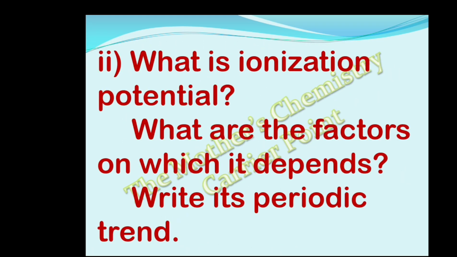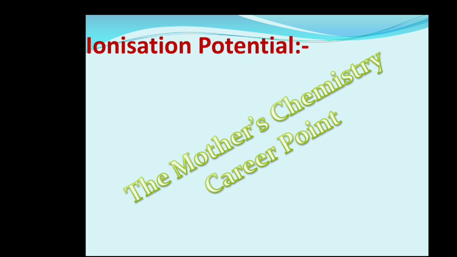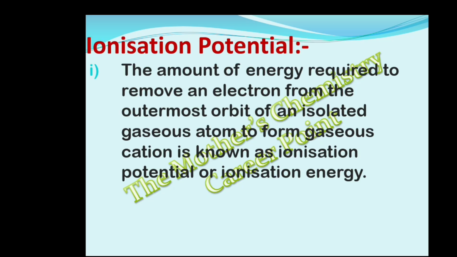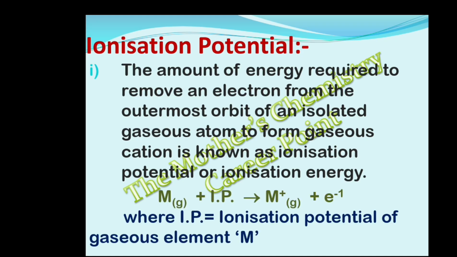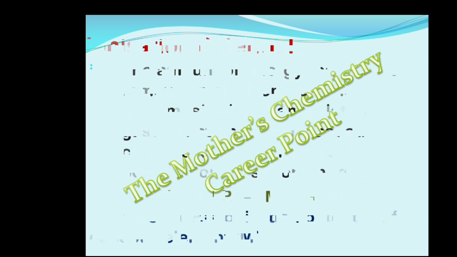What is ionization potential? What are the factors on which it depends? What do you mean by ionization potential? The amount of energy required to remove an electron from the outermost orbit of an isolated gaseous atom to form a gaseous cation is known as ionization potential or ionization energy. M gaseous atom, by absorbing ionization potential amount of energy, gives us M plus gaseous cation and an electron. Here P is the ionization potential of the gaseous element M.